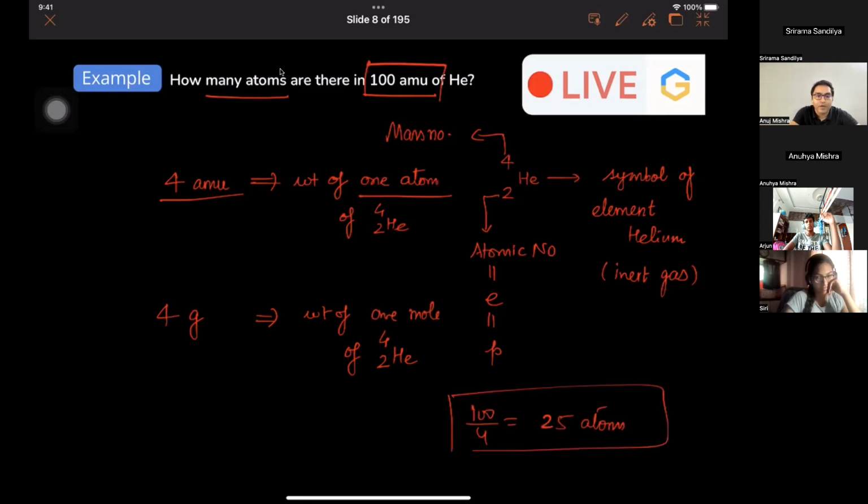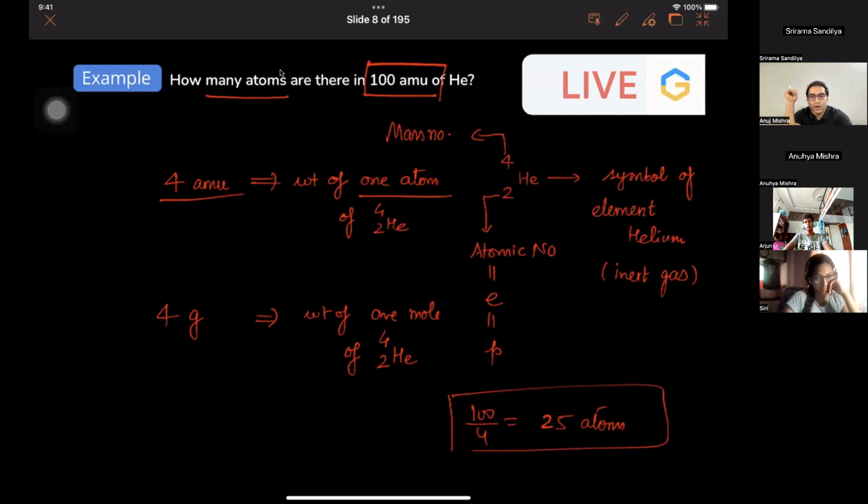Anyone finding this question difficult, please type 8 in the chat box, and those who find it easy, type 9 in the chat box quickly. Everyone is finding this question easy? I can see 9s only. Very good. Nobody is finding this question difficult.